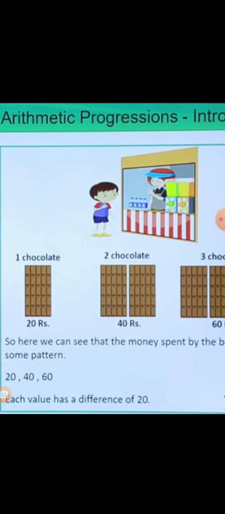How did we get the next number? Add the constant number to the previous number, that is the preceding term. We will get the succeeding term. Can we write the next three terms? Yes, we can write it by adding the common difference to the previous number. What is the previous number? 60. 60 plus 20, 80. 80 plus 20, 100. 100 plus 20, 120. We can write it so on. This is arithmetic progression.